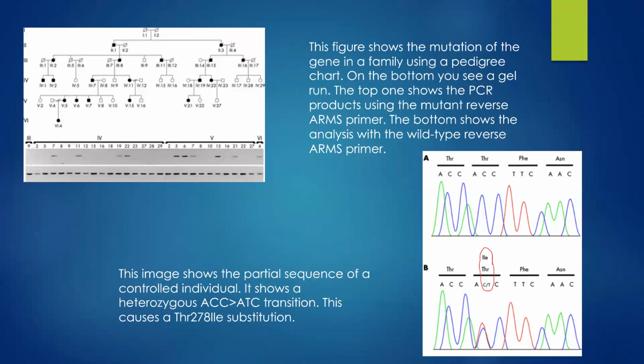This first figure that you see on the top left shows a mutation of the gene in a family using a pedigree chart. That top gel run shows the mutant reverse ARMS primer, and that bottom one shows the wild type reverse ARMS primer. This image on the bottom right shows the partial sequence of a control individual. I have circled in red where they substitute isoleucine for threonine at the 278 position, and you can see it shows a heterozygous ACC to ATC transition.